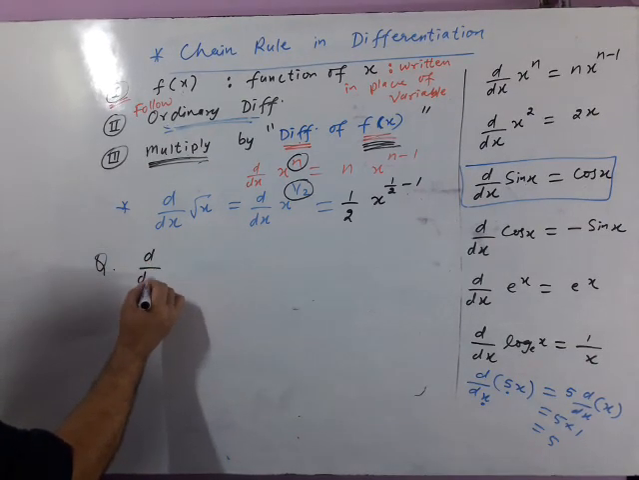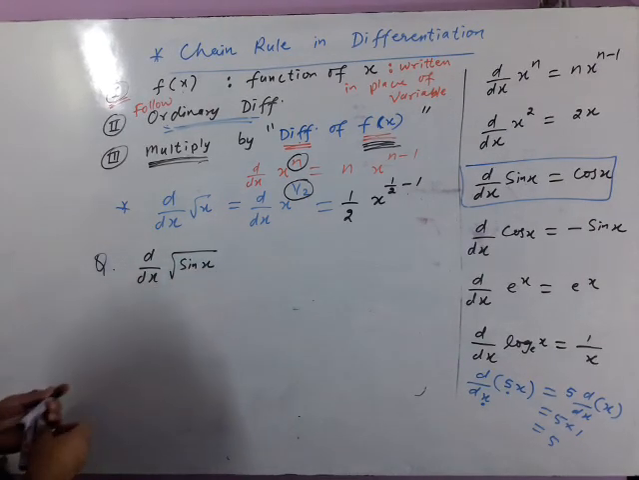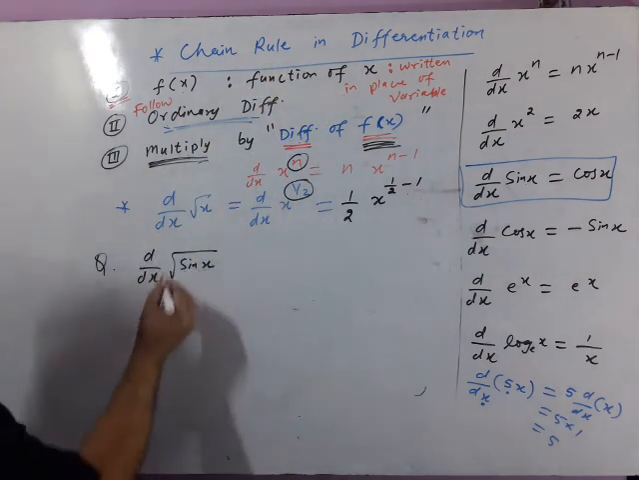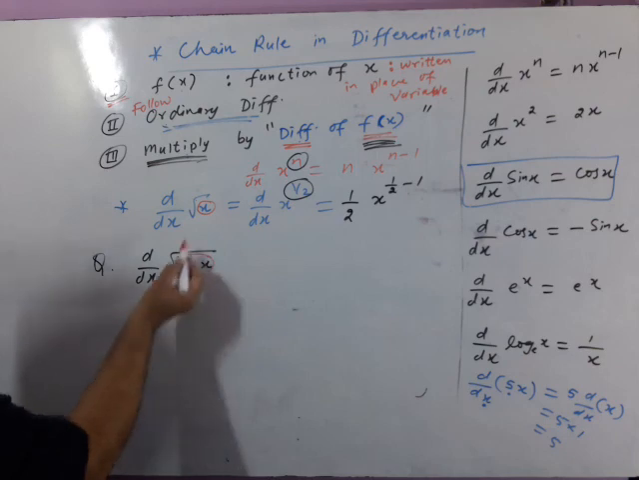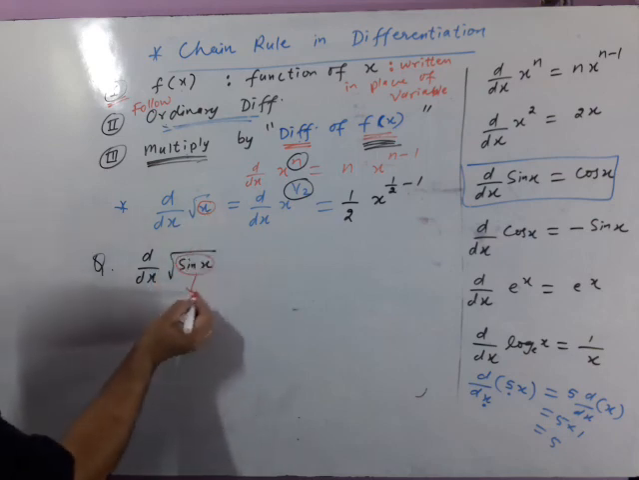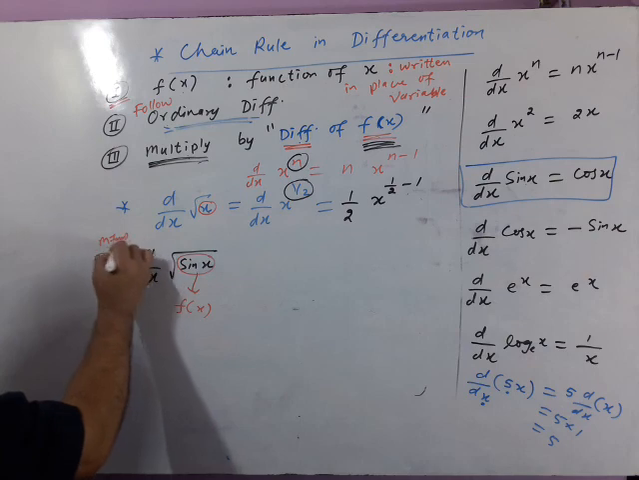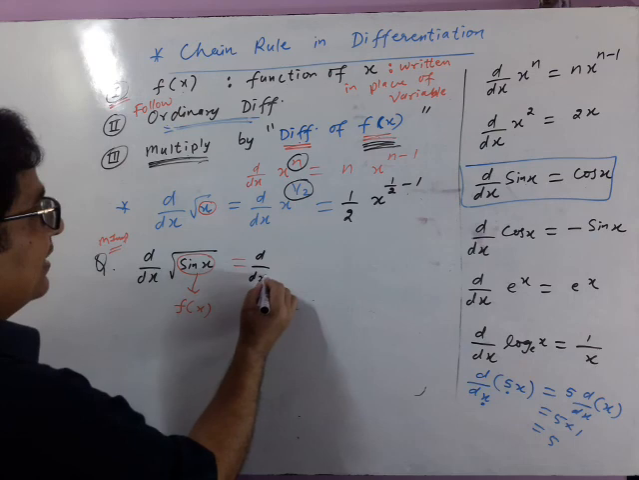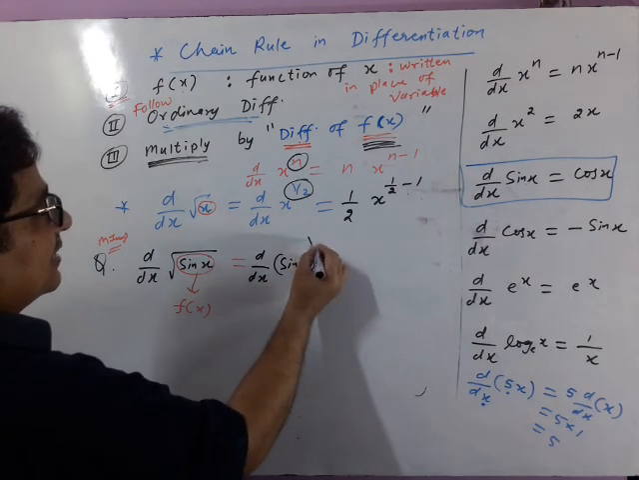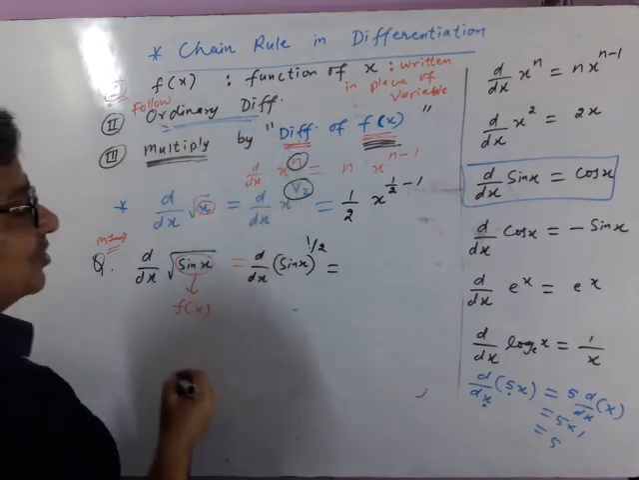Now our question is d by dx of root sin x. So first of all recognize what the function of x is. What is written in place of x? See, this is root power. x is replaced by sin x. So sin x is the function of x. This is step number 1. Focus, this is a most important question. Now it can be written like this: d by dx of (sin x) raised to the power 1 by 2.